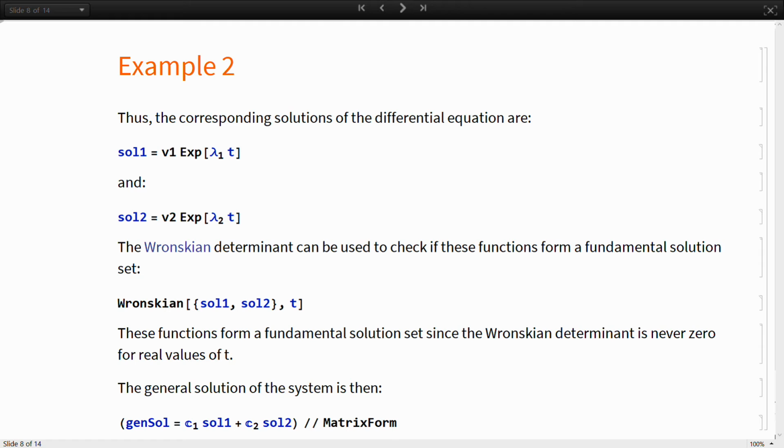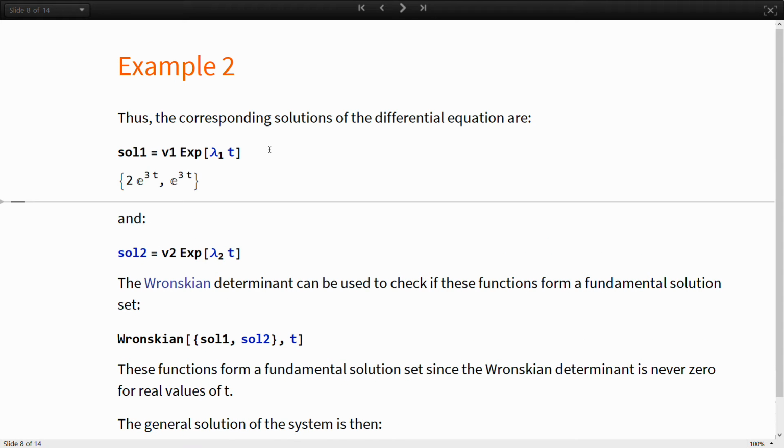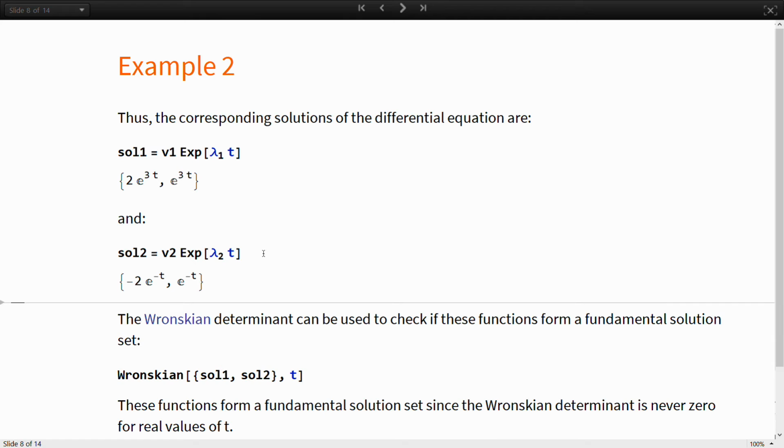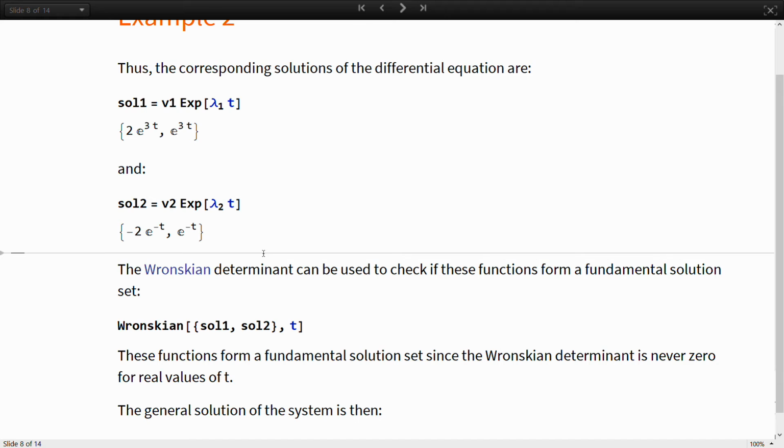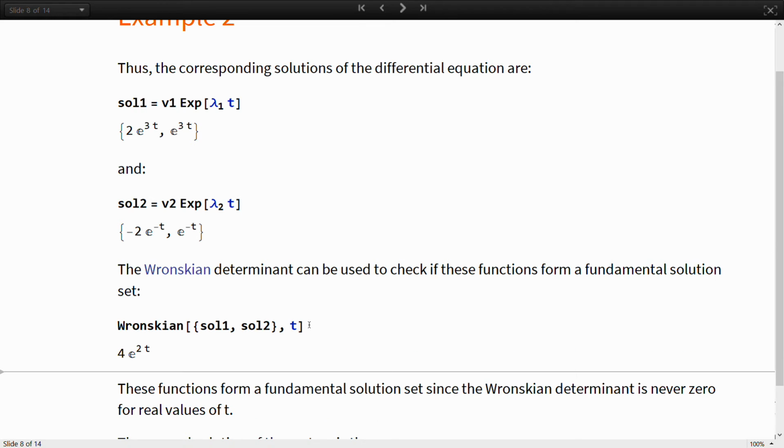Now that we have the two eigenvalues and eigenvectors, we can write the two solutions. The first solution is obtained by using the first eigenvalue, written as lambda1 here, and the first eigenvector, written as v1. In a similar way, the second solution can be written down using the other eigenvalue and eigenvector. Now that we have an expression for the two solutions, check the Wronskian determinant to see if these two solutions form a fundamental solution set.